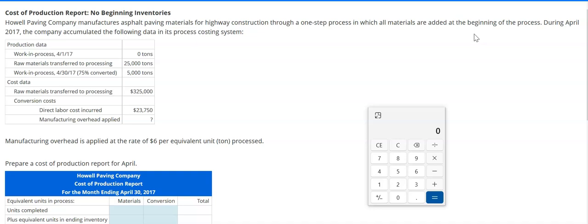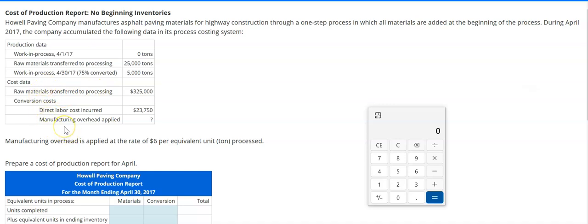During April, the company accumulated the following data in its process costing system. Okay, so just as the title up here indicates, we have no beginning work in process. Raw materials transferred to processing are 25,000 tons. Work in process at the end of the month, where we have 75% conversion, is 5,000 tons. And then we have some data here as far as the cost.